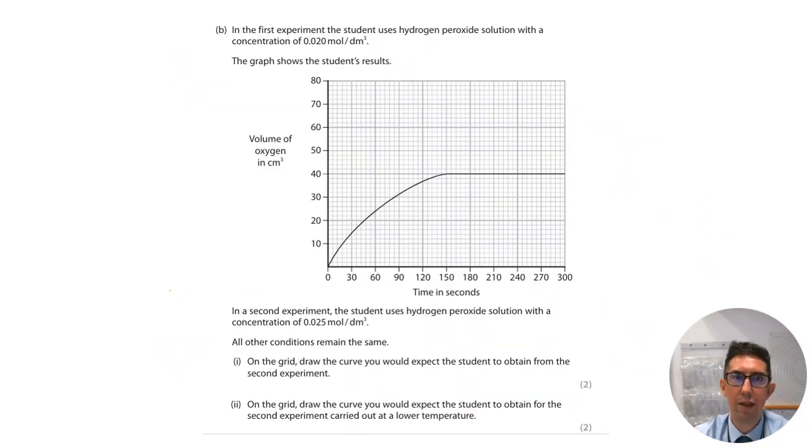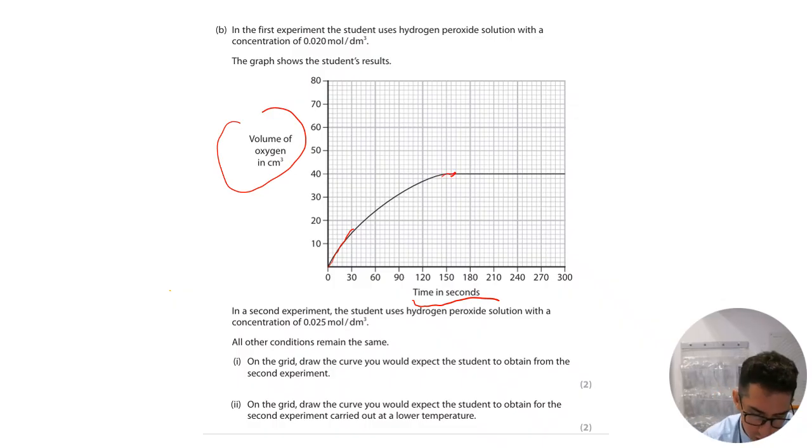Okay, in the first experiment, the student uses hydrogen peroxide solution with a concentration of 0.02 mole. It's quite a low concentration. The graph shows the results. They plotted time versus volume. Can we see in the graph that it's starting off quite steep, and it's sort of stopping around here even.